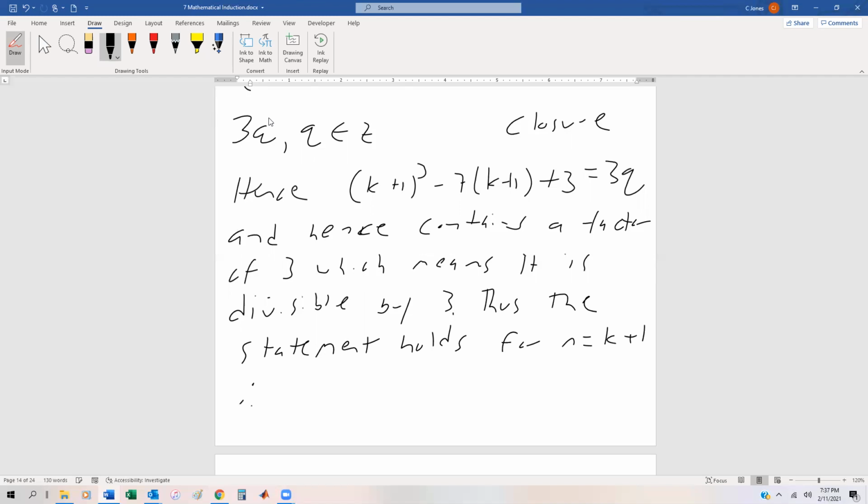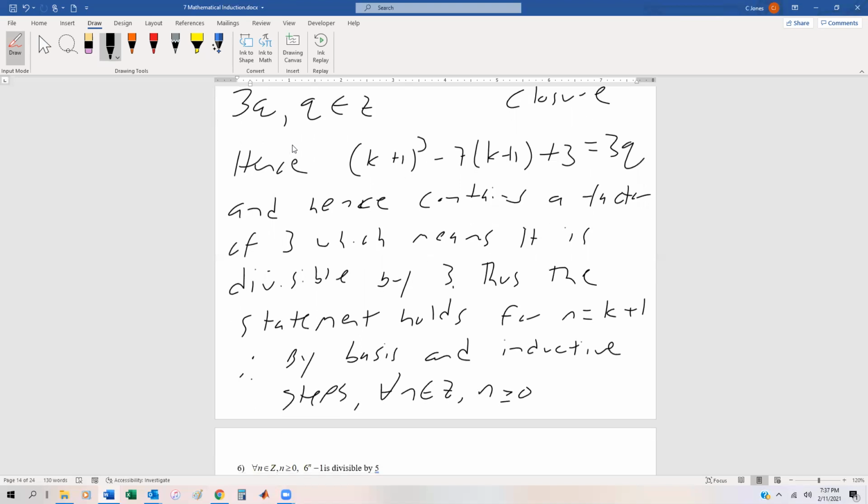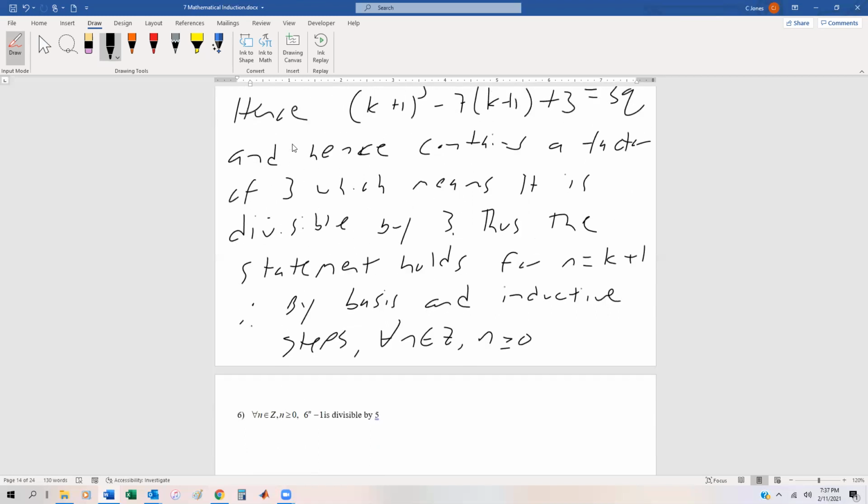And finally, by our basis and inductive steps, we can say that for all n in the integers, n greater than or equal to 0, n cubed minus 7n plus 3 is divisible by 3. All right, just made it.